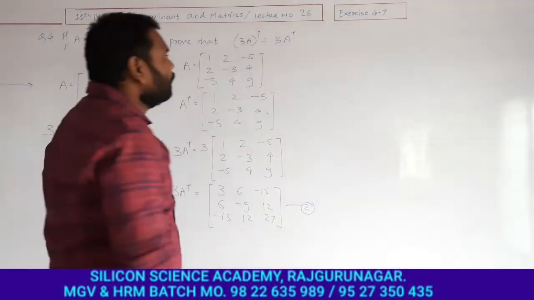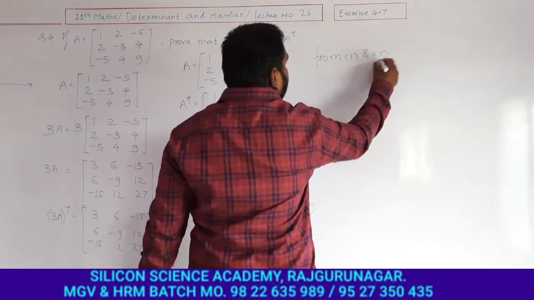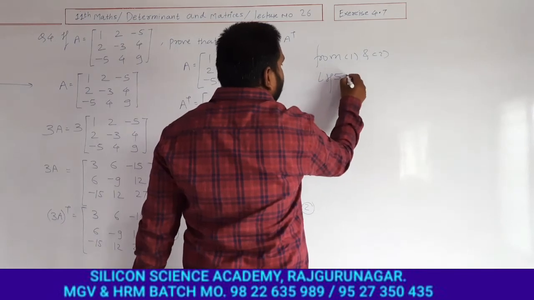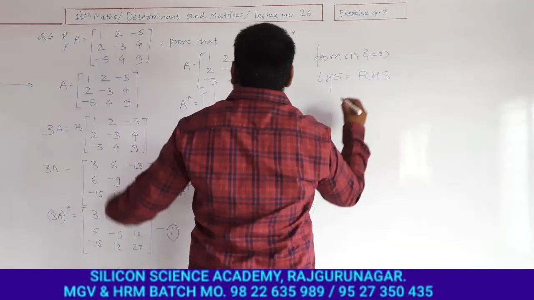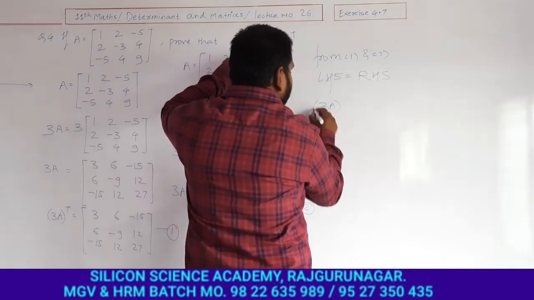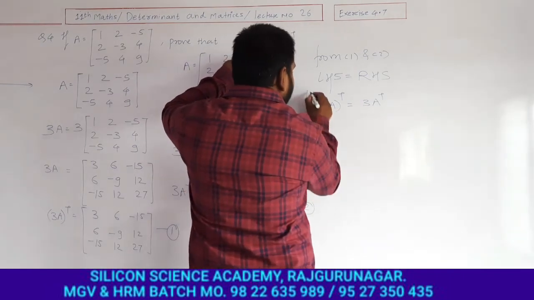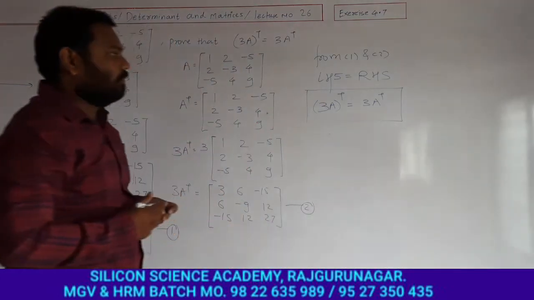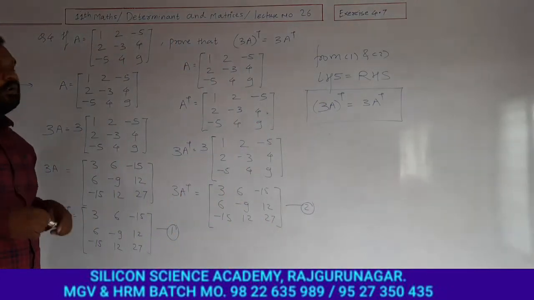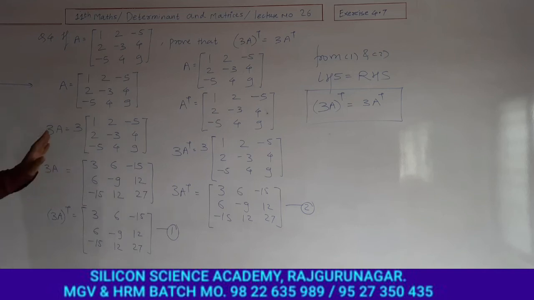From 1 and 2, this is LHS and this is RHS. What is LHS? That is 3A bracket transpose. 3A bracket transpose is equal to 3 into A transpose. So LHS is equal to RHS. Okay? This is very, very simple. This is question number 4.